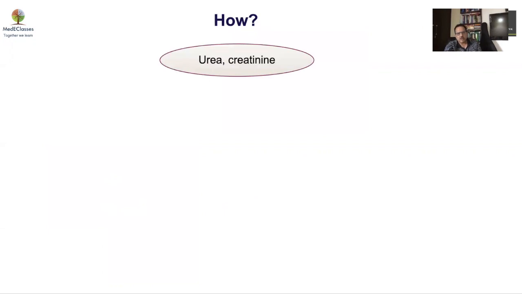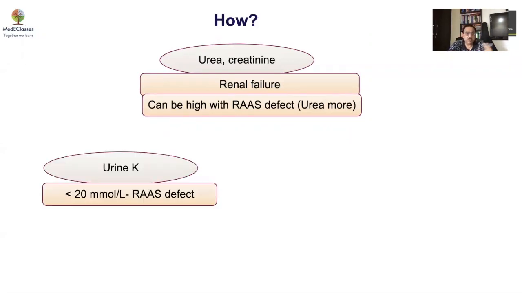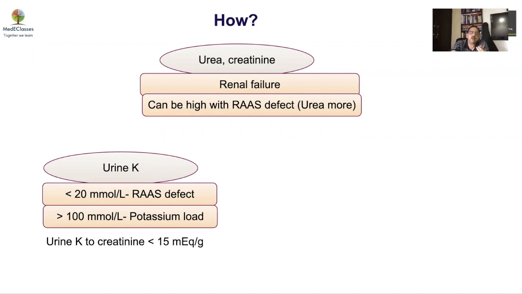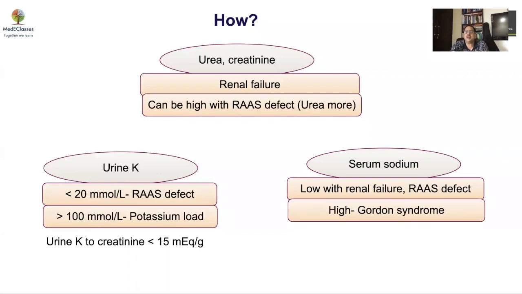So evaluation starts of course to exclude renal failure. Very importantly, urea may be slightly high in RAAS defect because of dehydration. Look at urinary potassium. If urinary potassium is high, we are basically dealing with a potassium load. If urinary potassium is low despite hyperkalemia, it means there is a RAAS defect. There was a lot of talk about TTKG, the transtubular potassium gradient, as the marker of aldosterone effect. But now urinary potassium or urinary potassium to creatinine ratio is the best marker in this setting. Very importantly, if there is hyponatremia, we are dealing with renal failure or a RAAS effect. Hypernatremia with hyperkalemia is Gordon's.